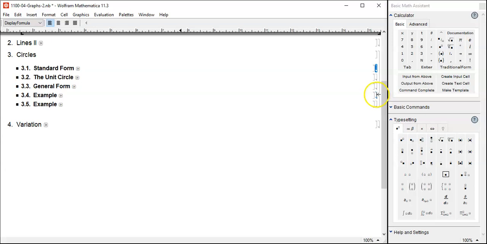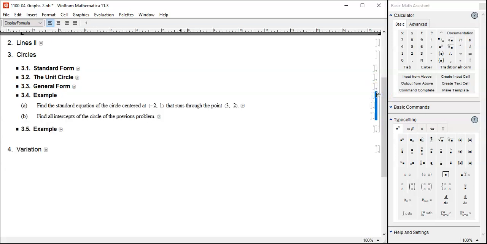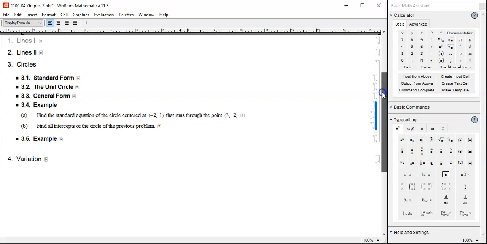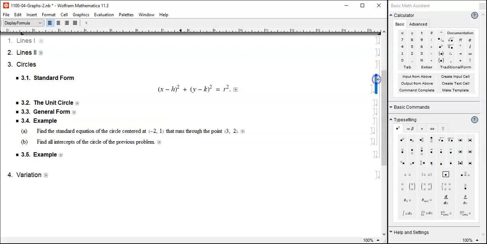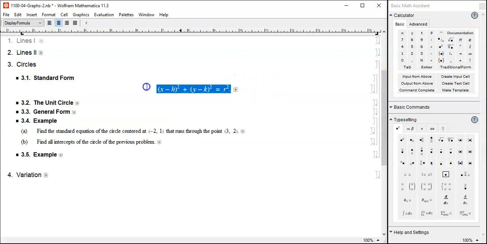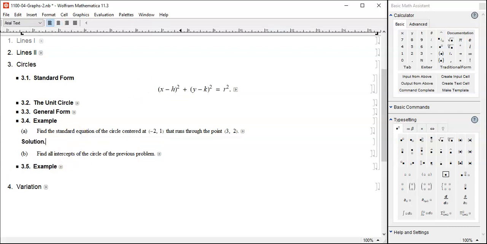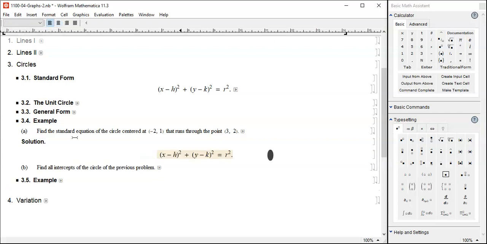Okay, alright, let's go to some example problems. Find the standard equation of the circle centered at (-2, 1) that runs through the point (3, 2). Let's see, here is the standard equation, and the center point is given explicitly, (-2, 1). So this one is going to be -2, and this is going to be 1.